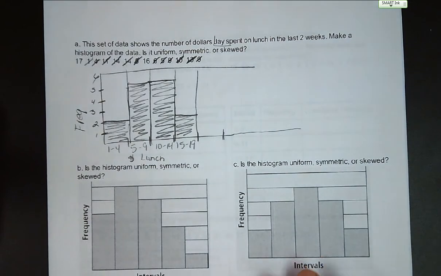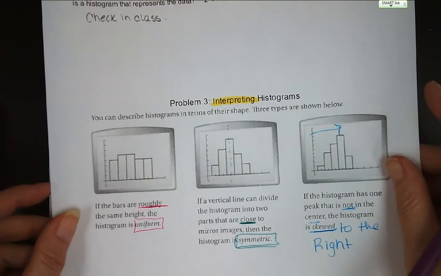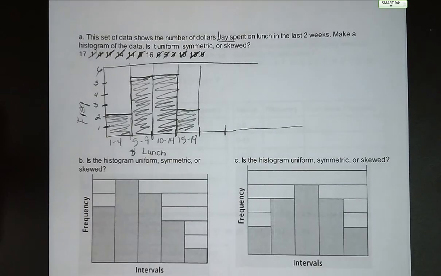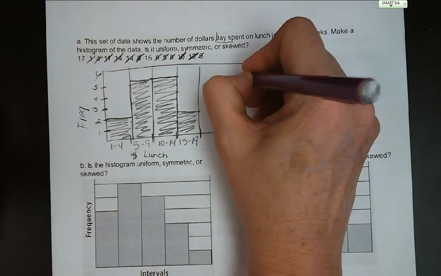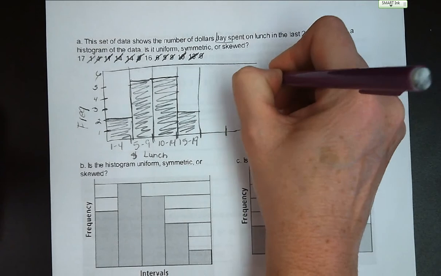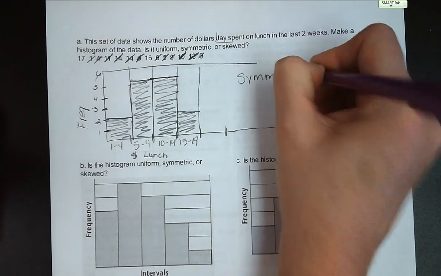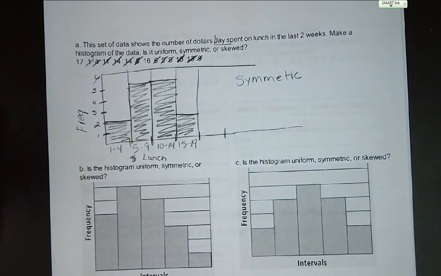So I would say that this one we would probably describe as being symmetric. You can draw a line down the center of that graph, and you would have rough mirror images, or in this case, exact mirror images on both sides.